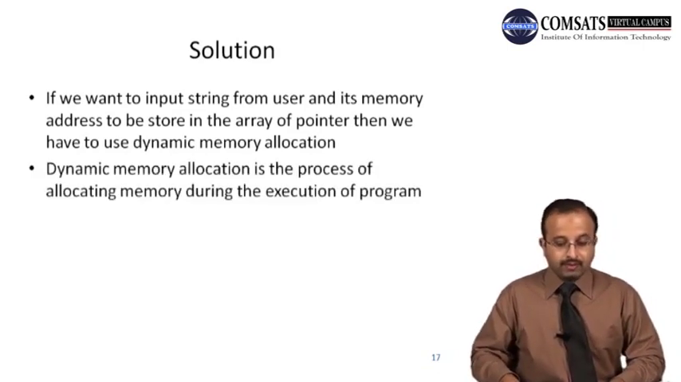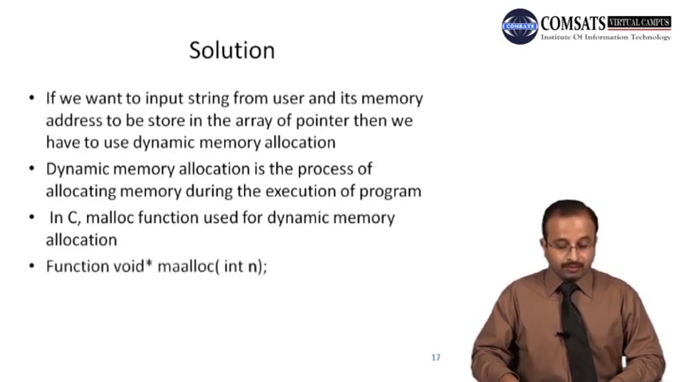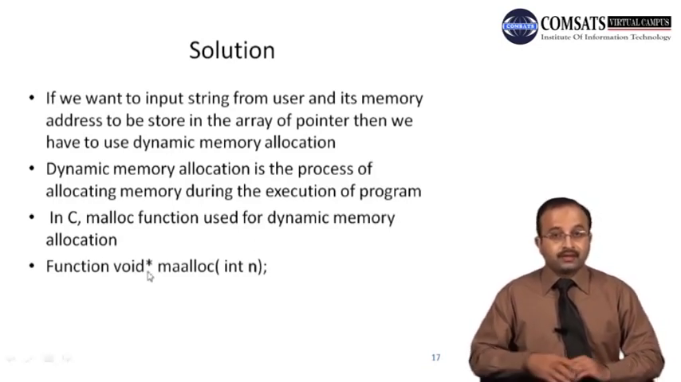That is achievable through dynamic memory allocation, and dynamic memory allocation is the process of allocating memory during the execution of the program, and that is also called runtime memory allocation. In C, the malloc function, malloc is short for memory allocation function, is used for dynamic memory allocation, and this is the prototype of the function.